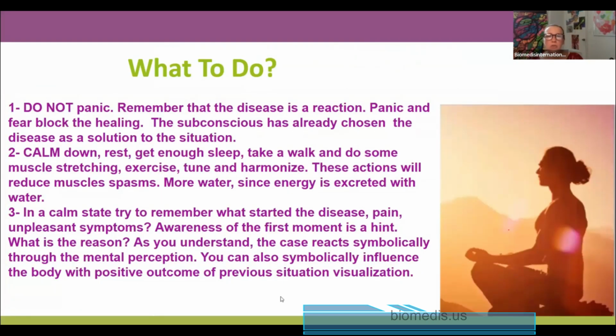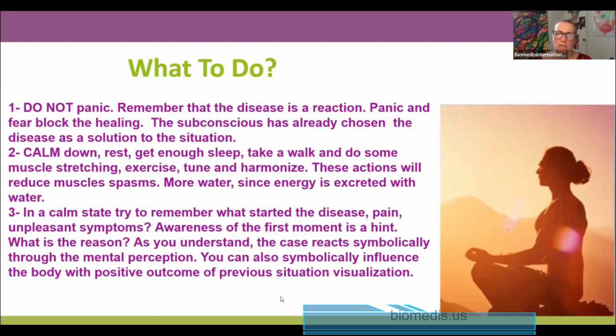Okay, so what else can you do if you don't have our devices or they're not handy, and this has happened, or you suddenly forgot that you have devices because you're in a panic mode or shock mode? So do not panic. Remember that the disease is a reaction. Panic and fear will block the healing. So we need to downgrade the reaction. The subconscious has already chosen this disease as a solution to the situation.